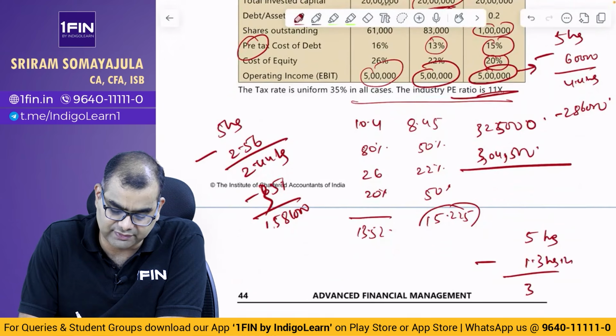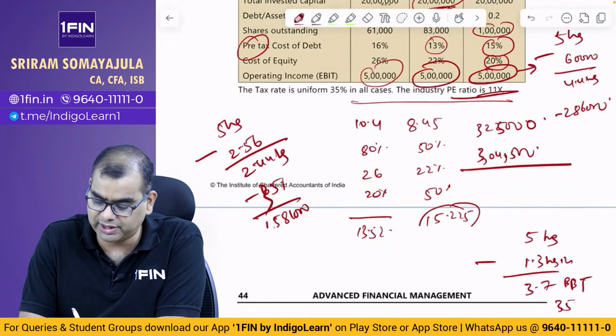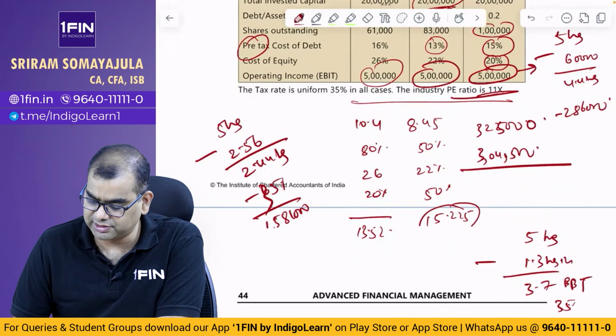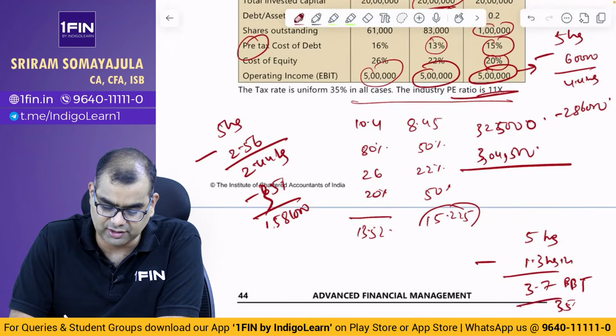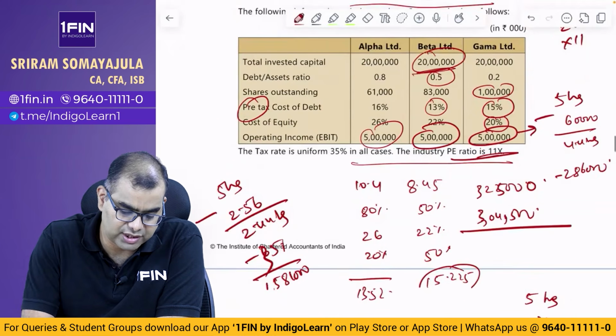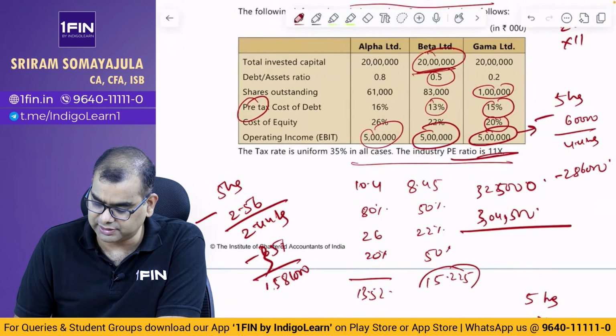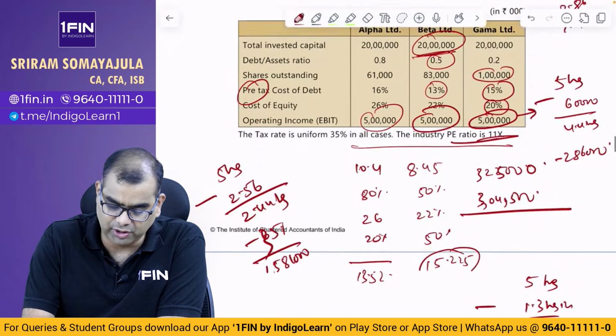You get 3.7 as PBT. From that you subtract 35%. You get 3,70,000 into 0.65. You basically get 2,40,500. That over how many shares? By 83,000, you get 2.89.